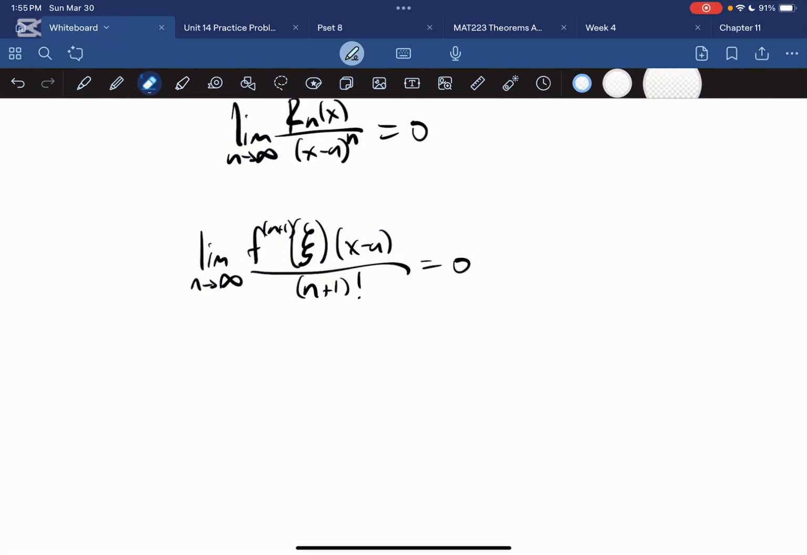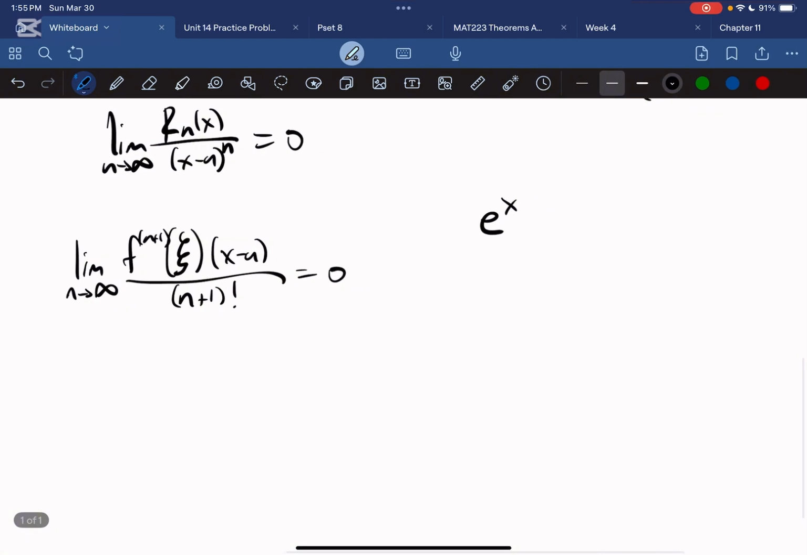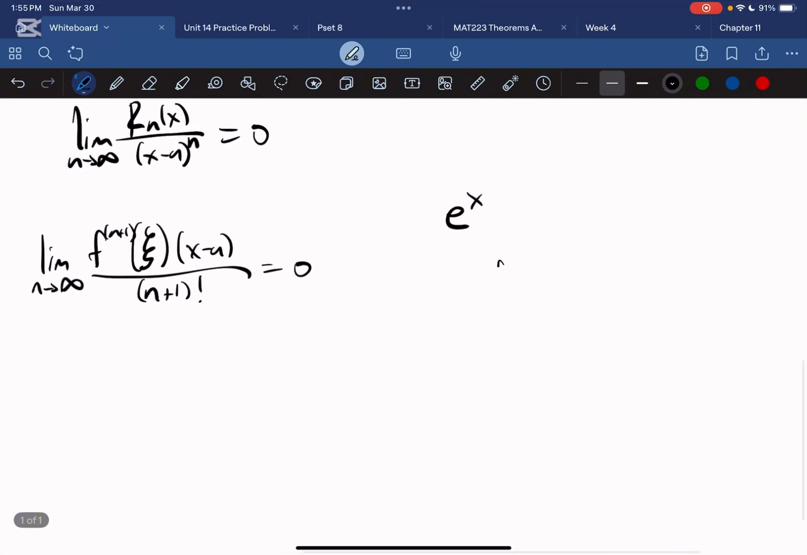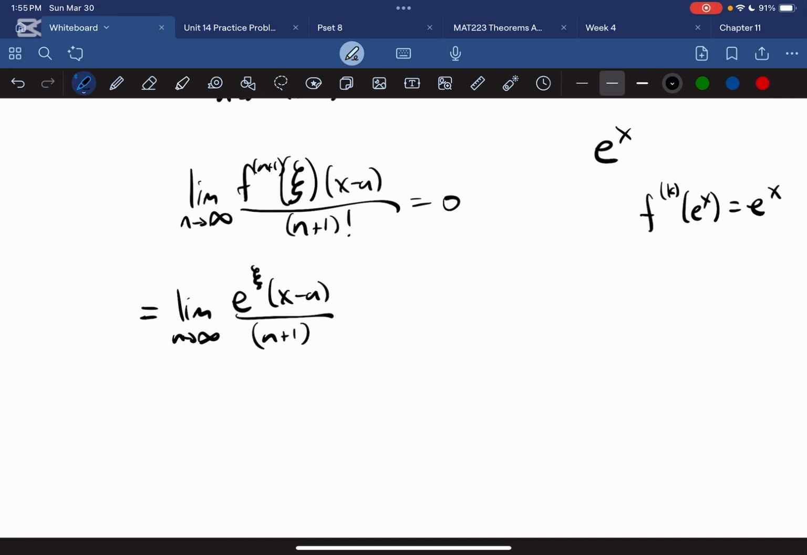So let's do a quick proof of why e to the x is analytic. And we can do it with this. We know the kth derivative of e to the x is always just e to the x. So we can rewrite this limit as e to the xi times (x minus a) over n plus 1 factorial.